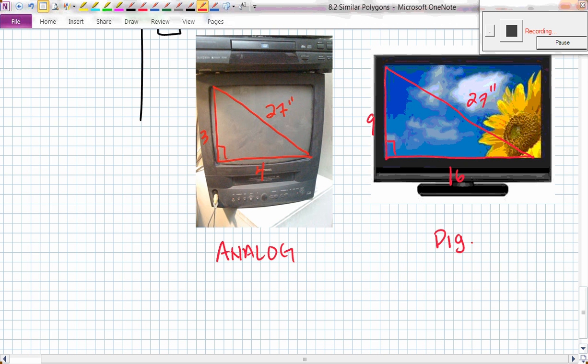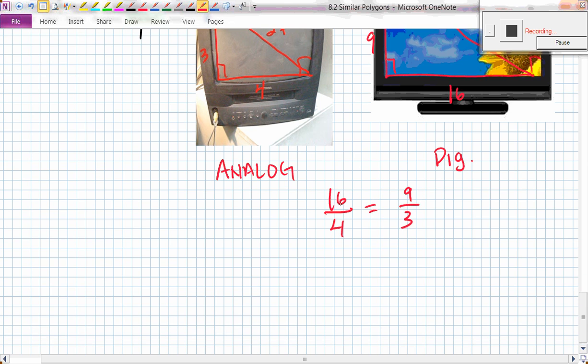Well, in order for it to be similar, two things have to happen. What's the first thing that has to happen? All the angles have to be the same. So that angle and that angle, same. Do we agree with that? Okay, good. And the sides have to be in proportion. So I need to check. Is 16 over 4 the same thing as 9 over 3? No. Yes or no? No. Let's simplify this fraction. 16 over 4 is how much? 4 to 1. Is that the same thing as 3 to 1?